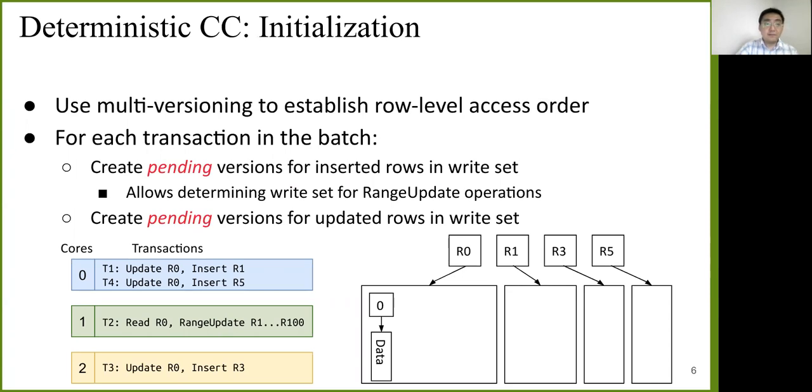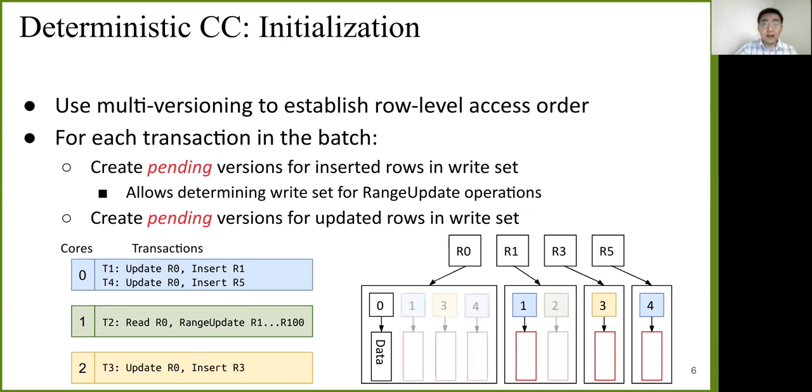For each transaction in the batch, we first create pending versions for inserted rows in the write set. We do this because it allows us to determine the write set for range update operations. In this example here, T2 range updates from R1 to R100. And then T2 can simply do a scan in the database and it's going to find R1, let's skip R3 and R5. After this, we can create pending versions for all updated rows in the write set.